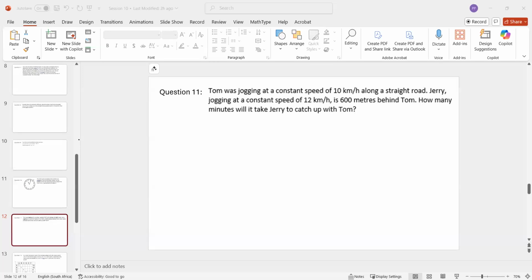Tom was jogging at a constant speed of 10 kilometers per hour. Oh, okay, and we've gone to a distance time problem. So Tom was traveling at a constant speed of 10 kilometers per hour along a straight road. And whenever I have a thing like that, you normally draw a diagram to just understand the problem. So let's draw a diagram. So Tom is traveling somewhere. Let's suppose he's going this way, and he's happily moving along at 10 kilometers per hour.